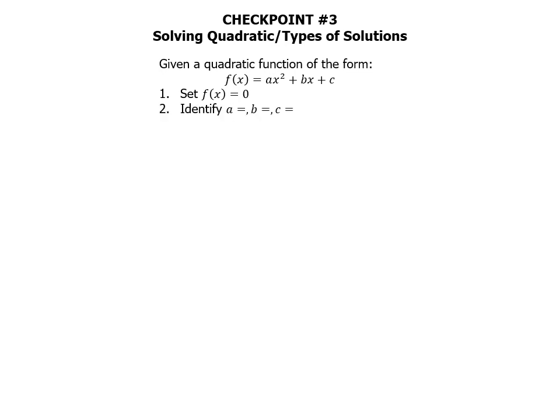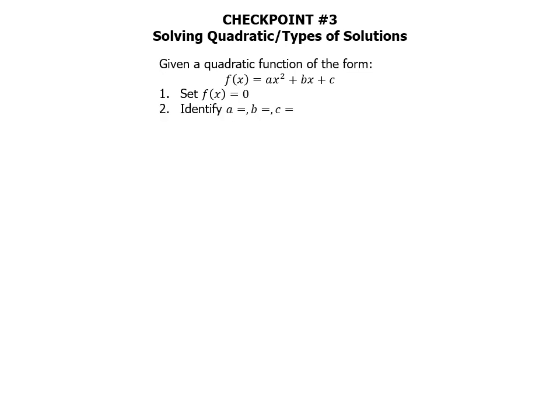So, continuing with the quadratics and relating why we needed to learn about i, the complex number. Well, when we solve quadratics, there's different types of solutions. When we have a quadratic function of the form f of x equals ax squared plus bx plus c, standard form, we first set f of x equal to 0.